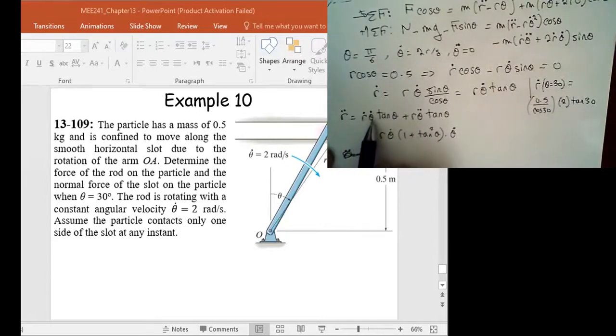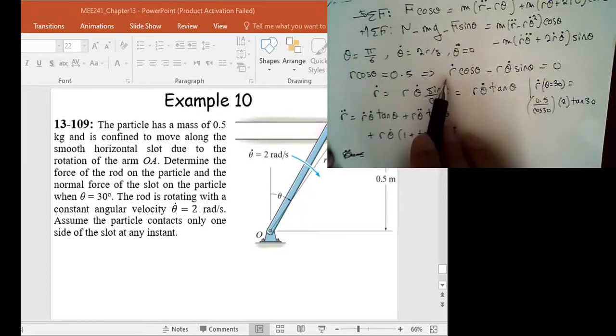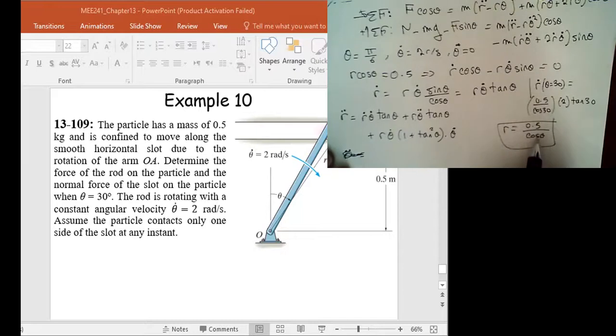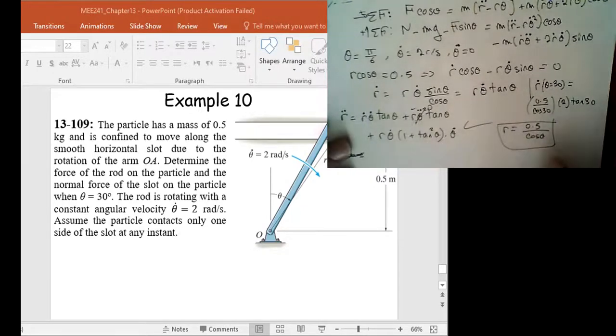So just plug it in. We know theta prime, we know tangent theta, we know r is given to me from what relationship from here, right? So r is always equal to what? It is equal to 0.5 over cosine theta, right? So just plug theta equal to 30 degrees and we can get that. We know theta double dot is equal to 0, so this guy is 0. And we know r, we know theta prime, we know 1 plus tangent square theta. So we're good.